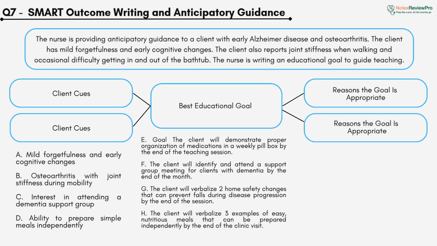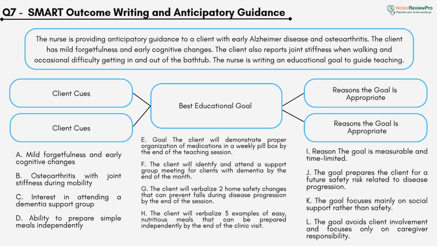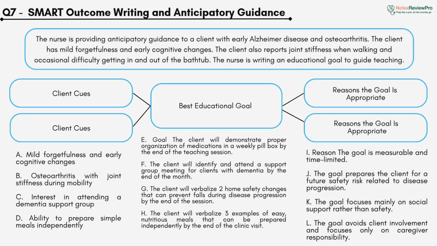Option F, the client will identify and attend a support group meeting for clients with dementia by the end of the month. Option G, the client will verbalize 2 home safety changes that can prevent falls during disease progression by the end of the session. Option H, the client will verbalize 3 examples of easy, nutritious meals that can be prepared independently by the end of the clinic visit.